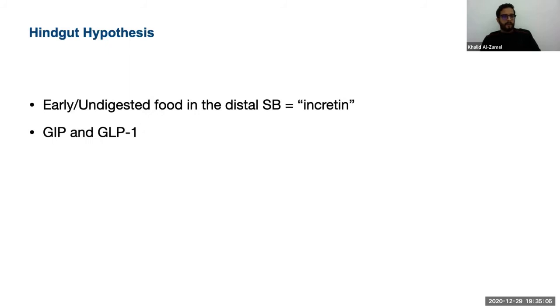The hindgut hypothesis talks mainly about the GIP and GLP that we talked about. The presence of undigested food, or the early presence of the food in the distal small bowel, will initiate the incretin effect, which is a good insulinotropic effect. So this is probably a more convenient theory explaining diabetes improvement after bariatric surgery.